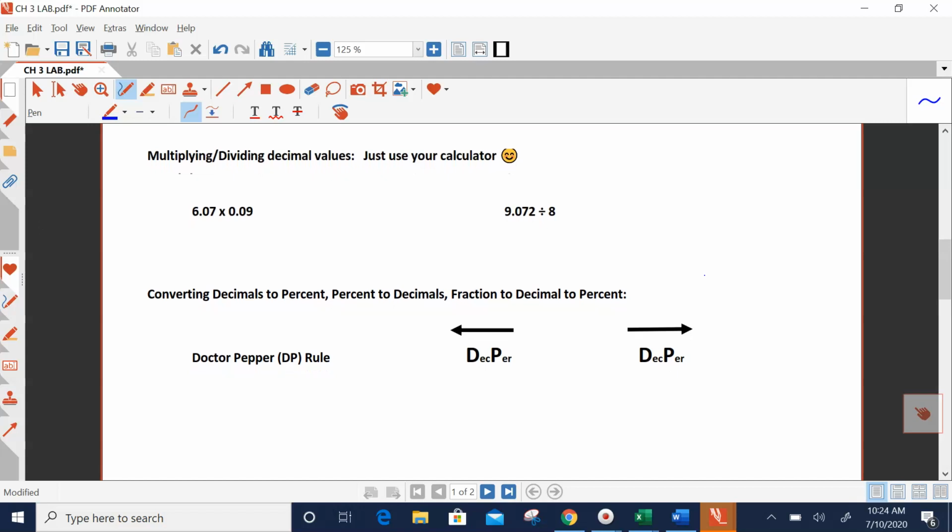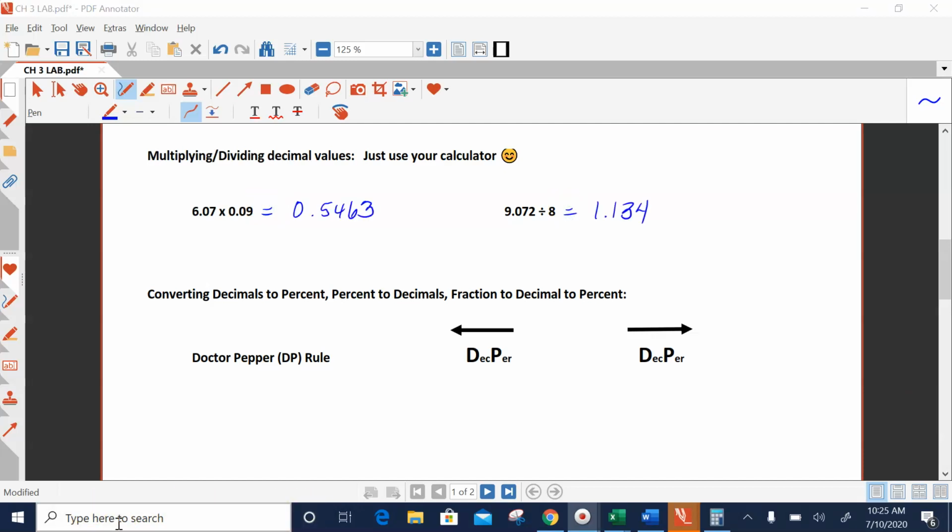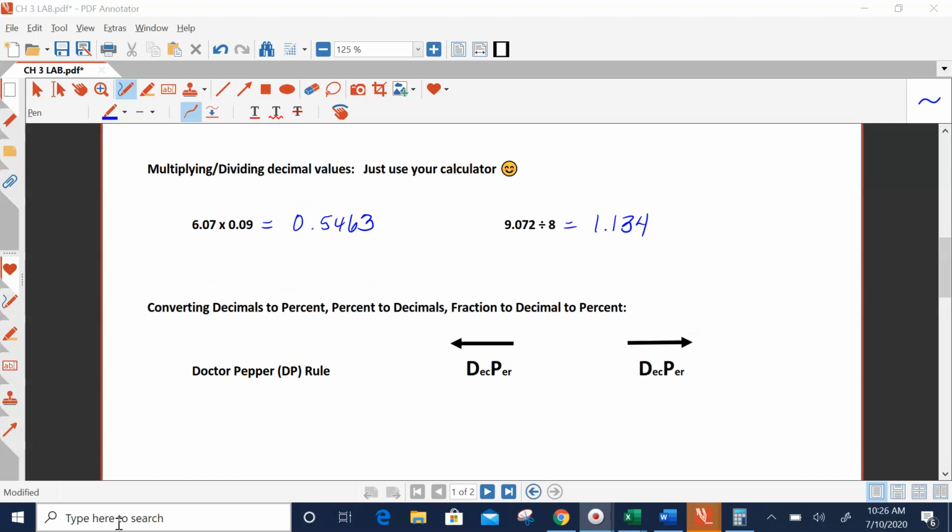Now, if I'm going to multiply or divide decimal values, I am just going to pull out my calculator and find those values. So you do that. Pull out your calculator, find those values. You should get the values on your calculator that you see on my screen.